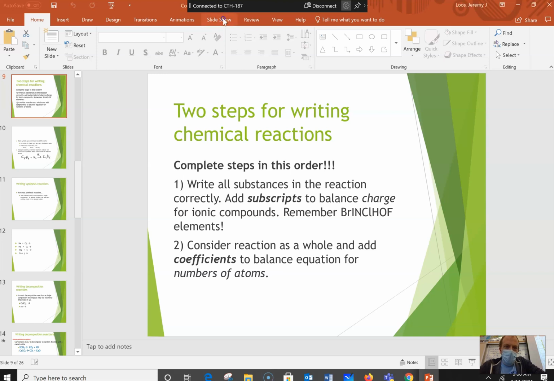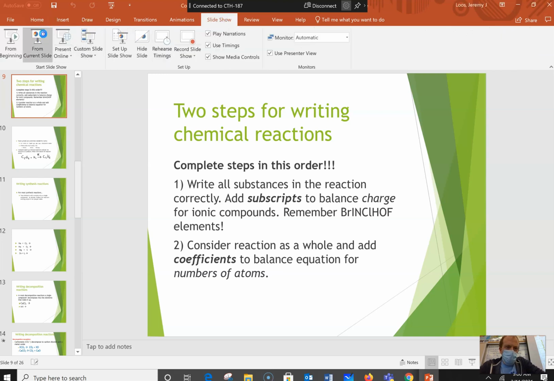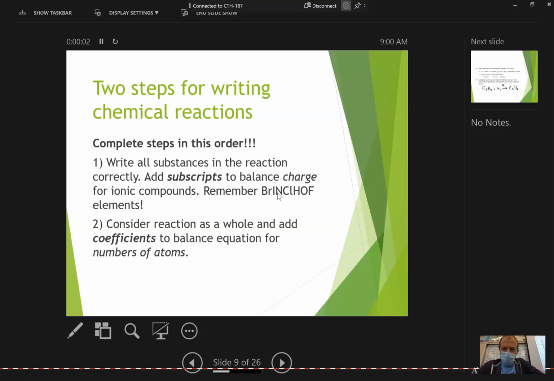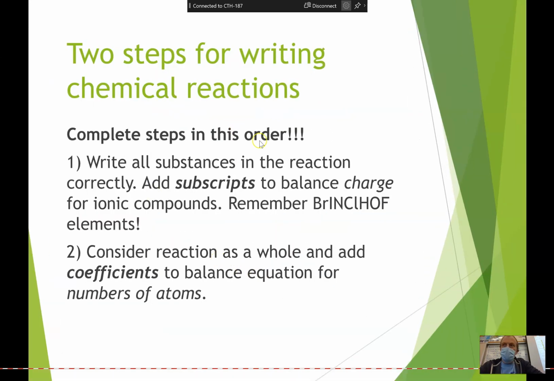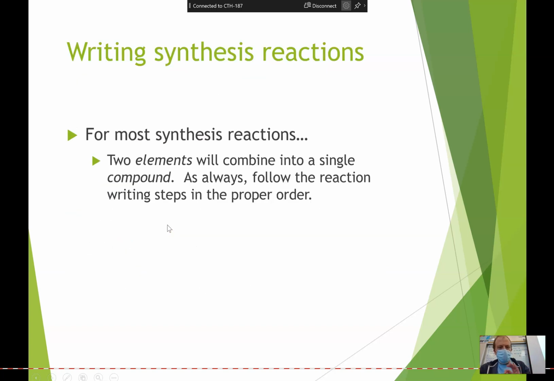So we talked about this when we were talking about word equations, and these steps apply to all types of reactions, in that we need to do this. You already have this part in your notes. But we're going to write all substances correctly first. We're going to think about charge balancing. We're going to think about diatomic elements. And then we're going to add coefficients second. So that applies to everything that we're going to do.